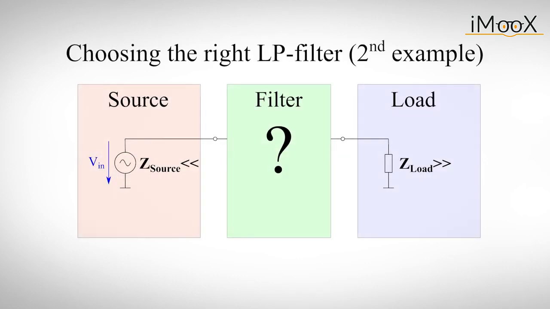Let's do another example to make things more clear. Assume our source again has low impedance, but this time our load has high impedance. What will our filter look like?